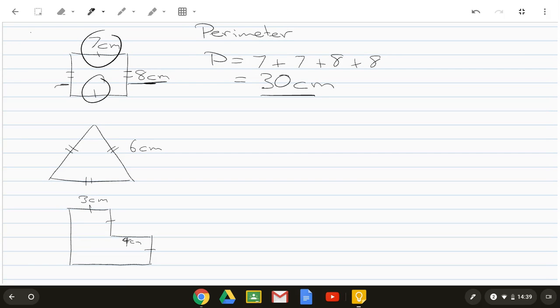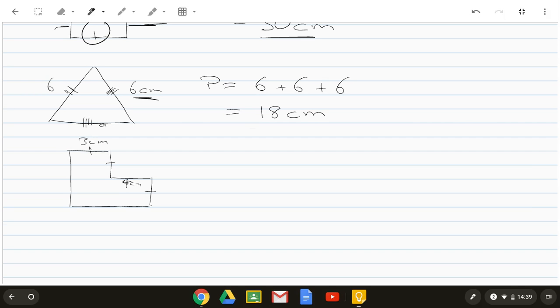Here I have a triangle. We need to use our normal rules for the distance around a triangle. So we know that this triangle is an equilateral triangle because of those lines there, because there's 2 on each side, that means that it's equilateral. So the length of each side is 6. So the perimeter is going to be 6 plus 6 plus 6, and that's going to be 18 centimeters.